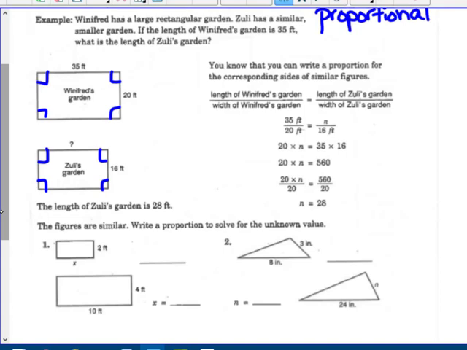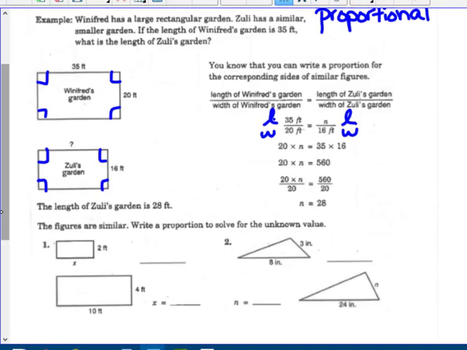The length of Winifred's garden over the width of Winifred's garden. So 35 over 20, as you see here. 35 over 20 does correspond to the length of Zuli's garden, N, X, K, Q, whatever letter I want to use there, over the width of Zuli's garden. So it's length over width equals length over width. And I like to write the word ratio next to it to make sure that I'm consistent in putting in my mathematical numbers so that it is like an analogy in English, that they are in corresponding positions.